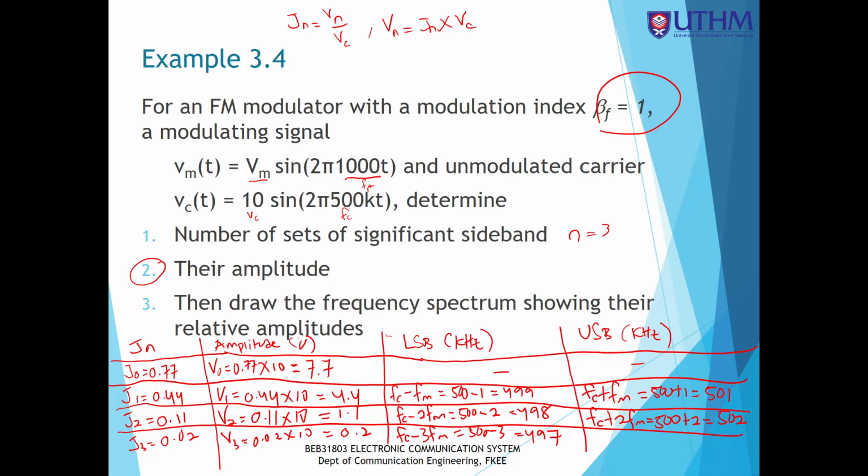497 kilohertz. While for the upper sideband, Fc plus 3Fm, which is 500 kilohertz plus 3 kilohertz, the frequency is 503 kilohertz. Okay, so to answer question number 2, we already found all the amplitudes, which are 7.7, 4.4 volt, 1.1 volt, and also 0.2 volt, based on this equation, Vn equal to Jn multiplied with Vc.